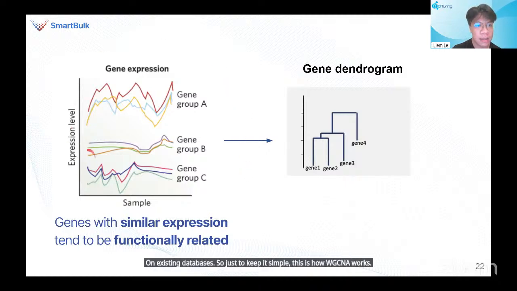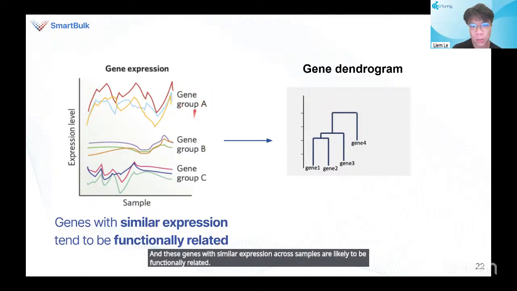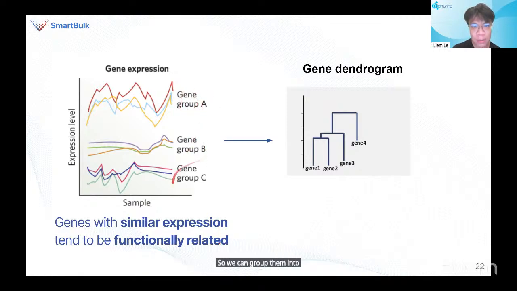The idea is that in our gene expression, there would be genes with similar expression across different samples. And these genes with similar expression across samples are likely to be functionally related. So we can group them into hypothetical group A, group B, and group C, and investigate their biological functions.